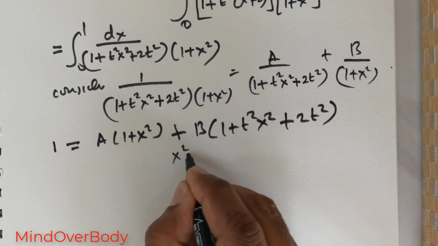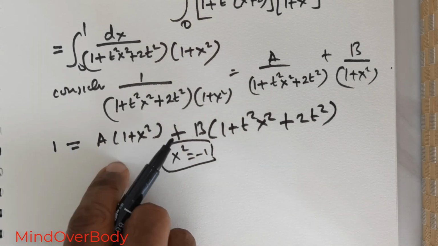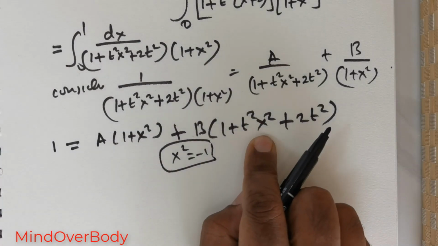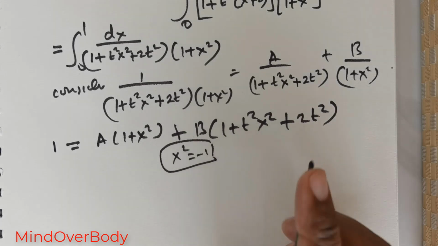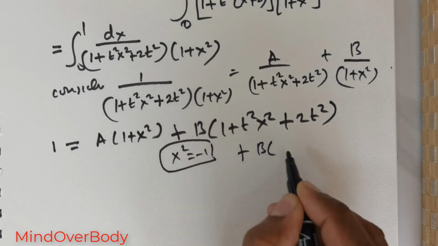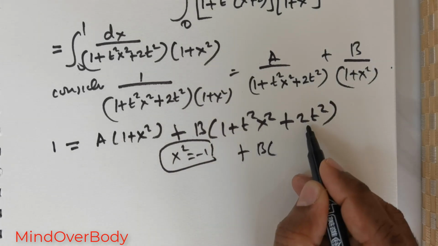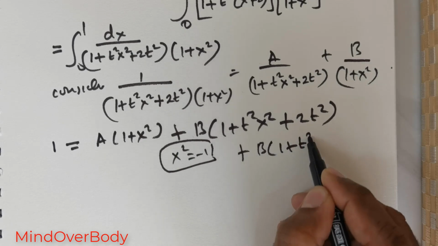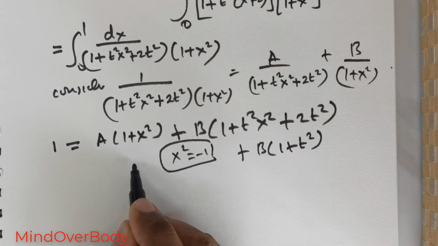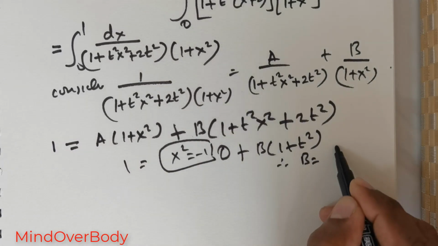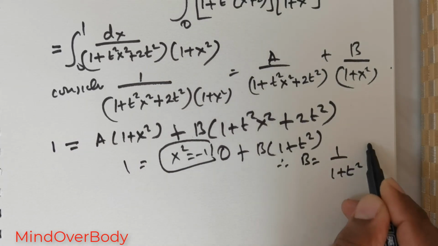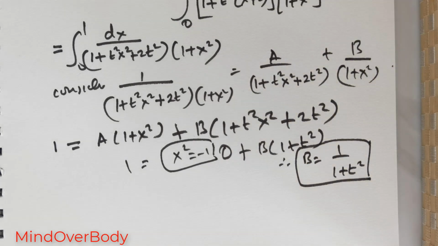So if I were to take x squared is equal to negative 1, this is eliminated, x squared is negative 1, you get 1 negative t squared. Over here it's going to be B times 1 negative t squared added with 2 t squared would give us 1 positive t squared. You got a 1 here. This is 1 is equal to B times 1 positive t squared. So therefore B is equal to 1 over 1 positive t squared. So that's the value for B.